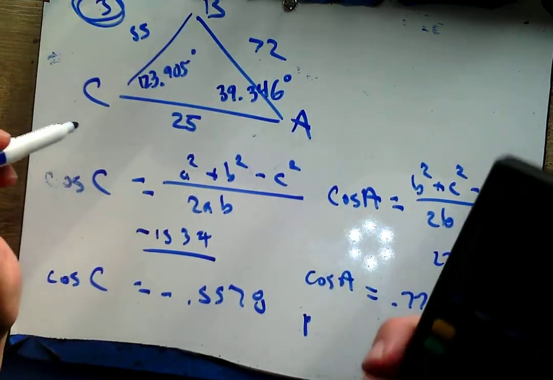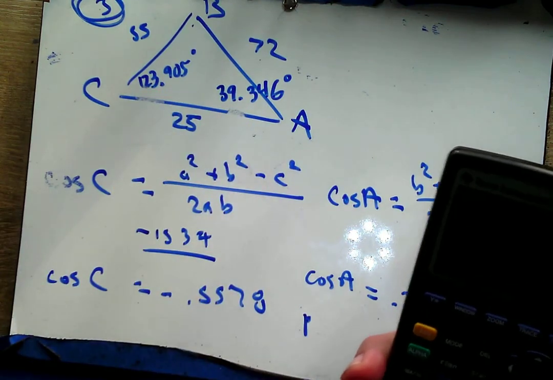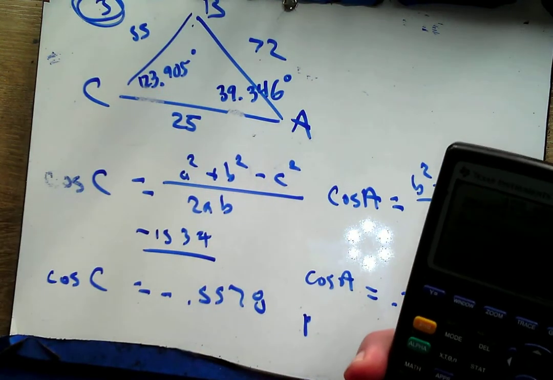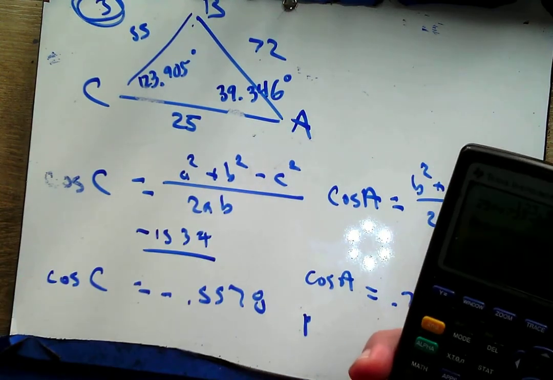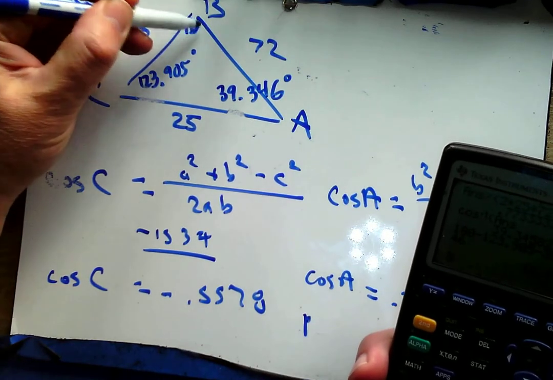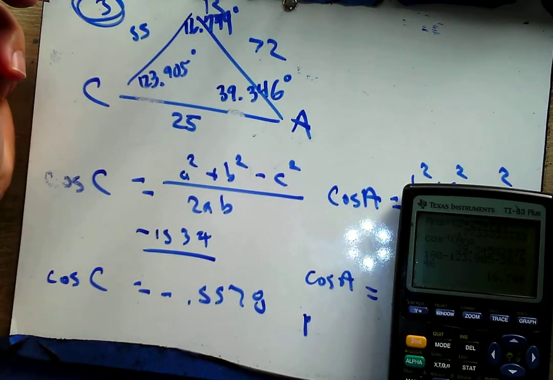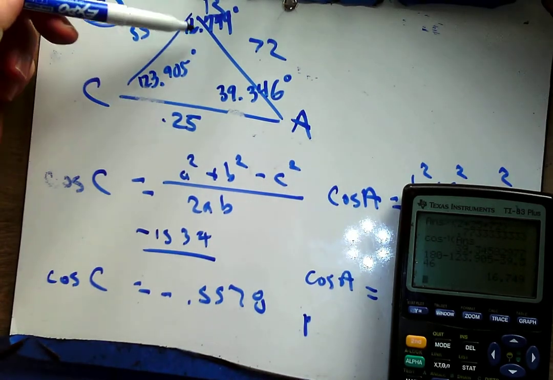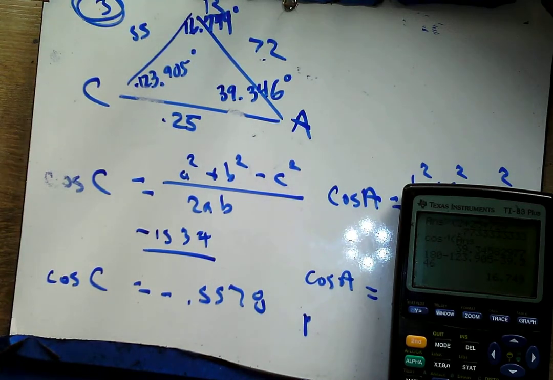So if we do inverse cosine there, we get A equals 39.346 degrees. And so let's find B by subtracting these from 180. 180 minus that answer, 123.905, and subtract this answer, 39.346. And so I end up with 16.749 degrees. Yeah, nice. Remember, across from the smallest side should be the smallest angle. Across from the biggest angle should be the biggest side. I think that's about as far as checking I go with these problems.